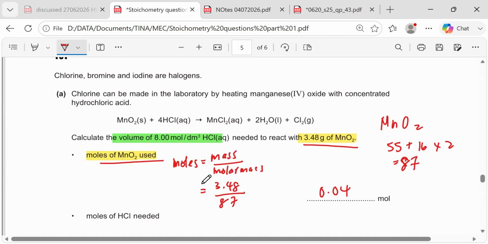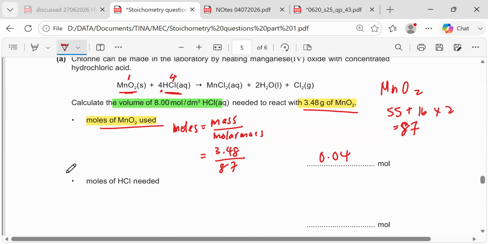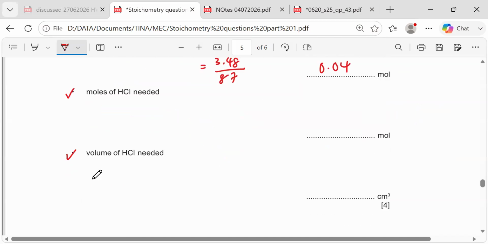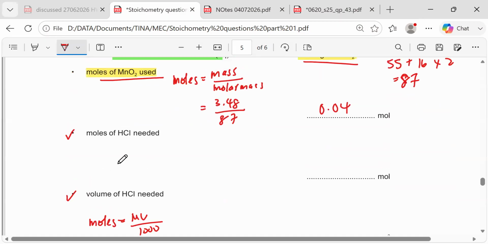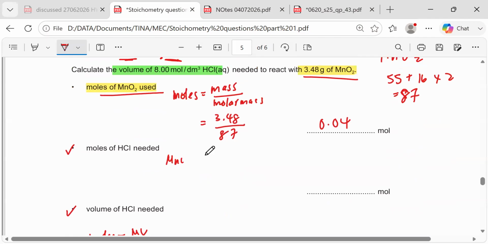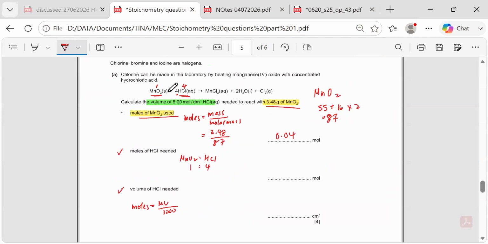Okay. MnO2 to HCl. What is the ratio? 1 to 4. Get it? 1 to 4. So do this and do this. I will give you a clue for this. Amount of moles is MV over 1000. And this one, just use the ratio. There, 1 to 4. Okay? Do it now. Quick, quick.